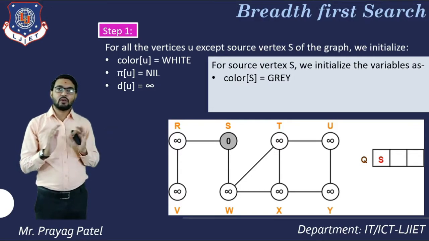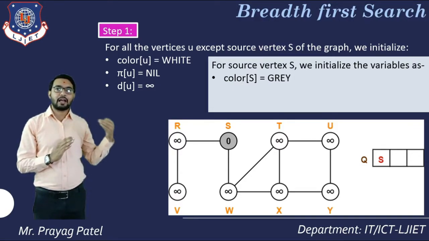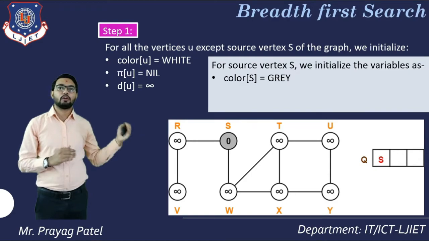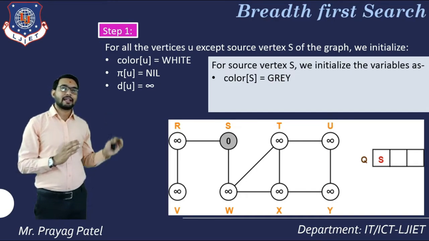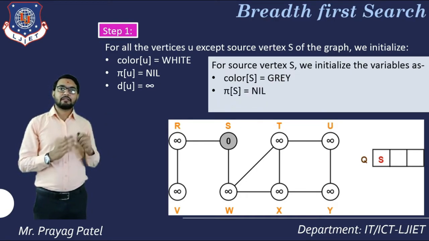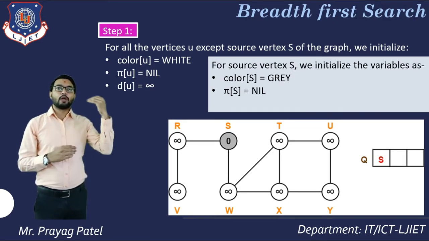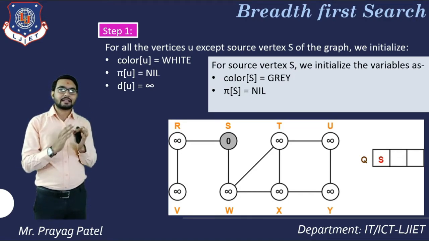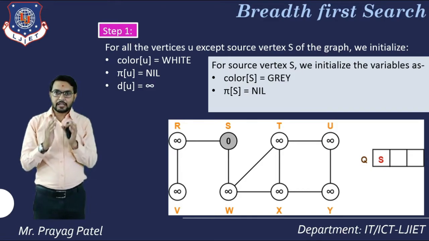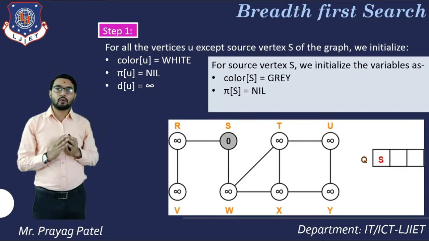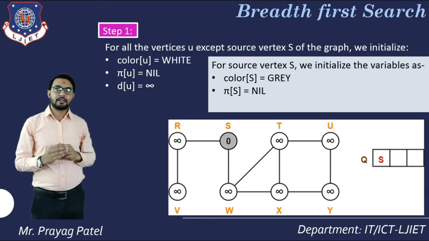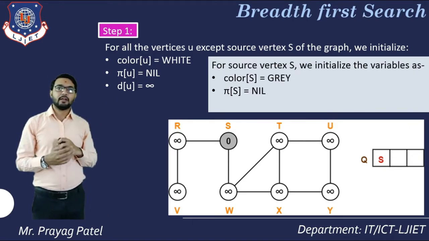Initially the color of S is white, but when we start traversing the graph from the root node S, we consider the color of the S node as gray. Then consider pi of S equal to nil. Pi of S means the parent of the node S, which is nil because S is the first node, and in a tree the first node is the root node. So the root node's parent equals null. So here, pi of S equals null.